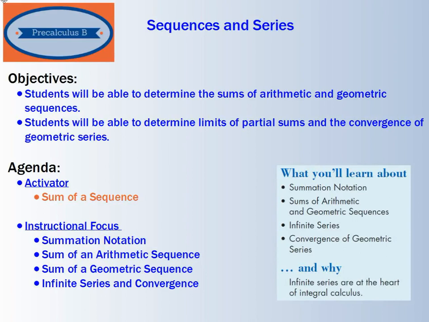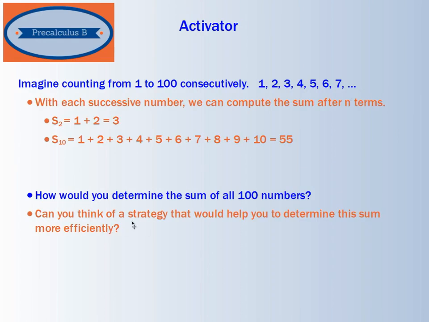All right, we started out by taking a look at that activator, which focused on the sum of a sequence. You were given a problem where you were asked to determine the sum of 100 consecutive numbers, and to come up with a strategy for solving that problem. One way we could do that is to think about the different numbers and group them into two groups.